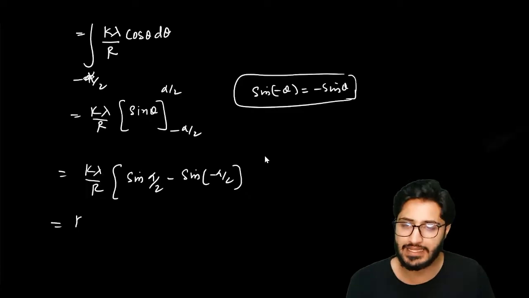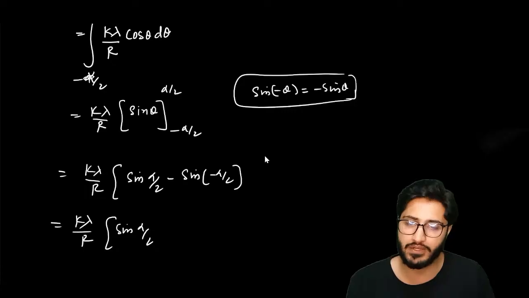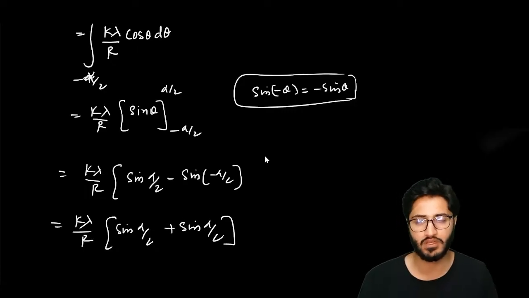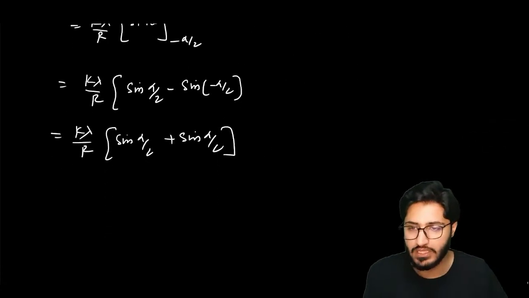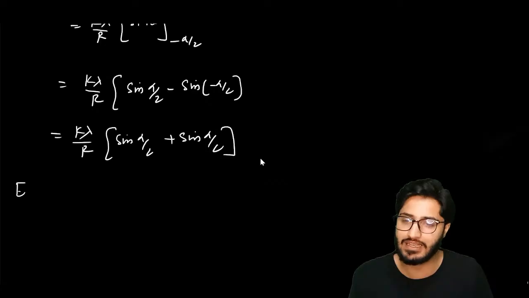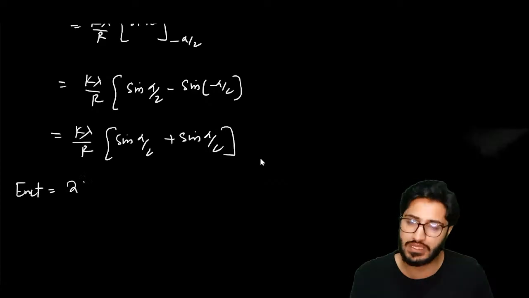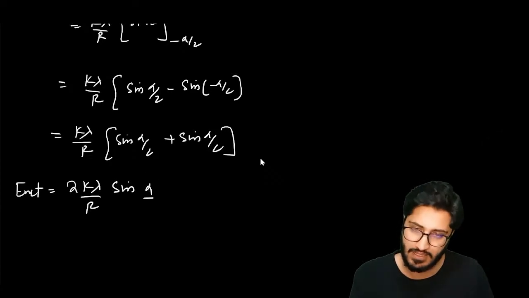Done. So I can write k lambda by r. Look here, I can write sine alpha by 2, then plus sine alpha by 2. So 1 sine plus 1 sine is 2 sine. Can I write here now? E net at the center is equal to 2k lambda by r sine alpha by 2.